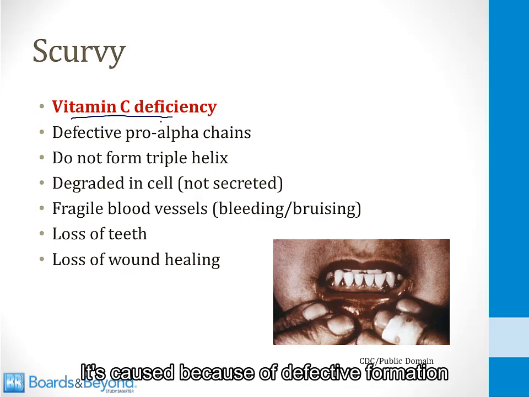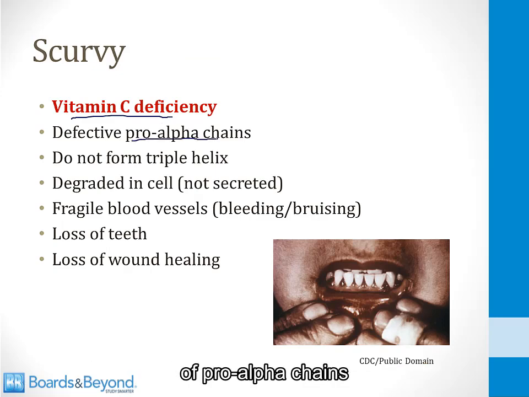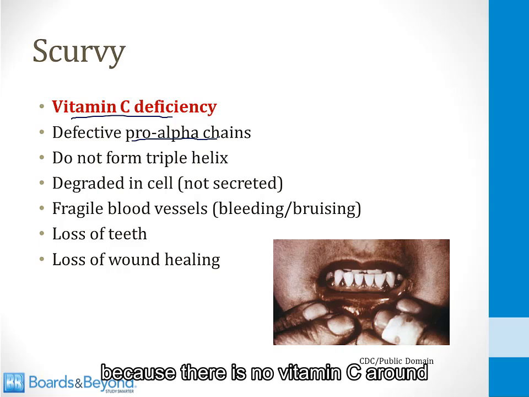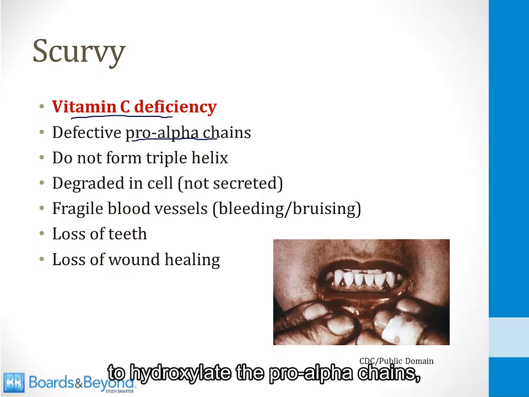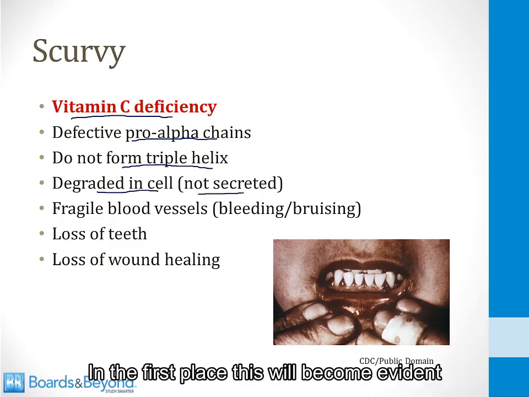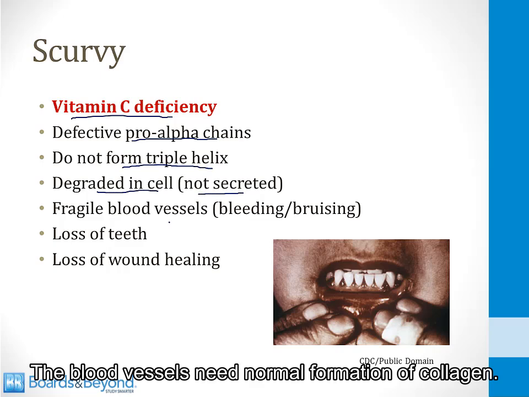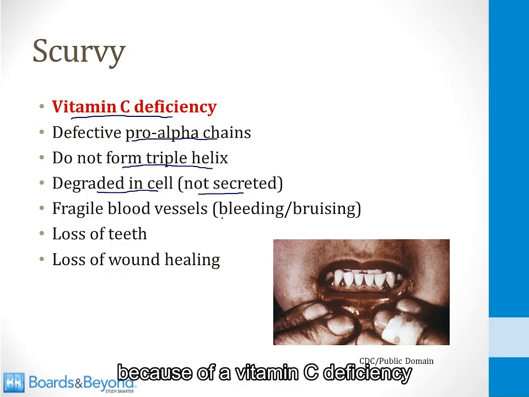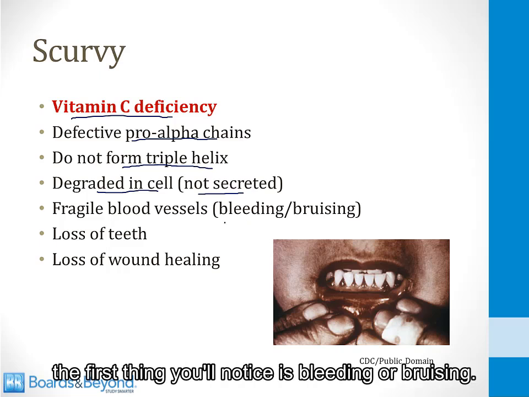Scurvy is the clinical condition that results from vitamin C deficiency. It's caused because of defective formation of pro-alpha chains because there is no vitamin C around to hydroxylate the pro-alpha chains. The alpha chains that are formed will not form a triple helix. They will be degraded in cells and not secreted. And the first place this will become evident is in the blood vessels. The blood vessels need normal formation of collagen.